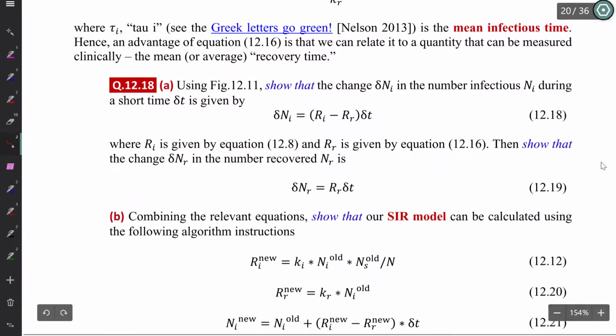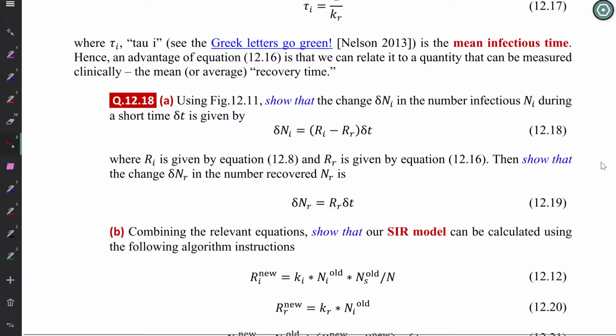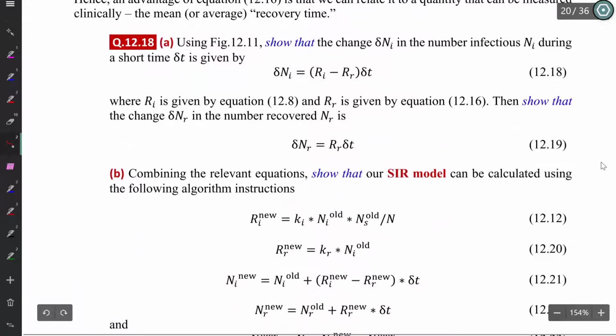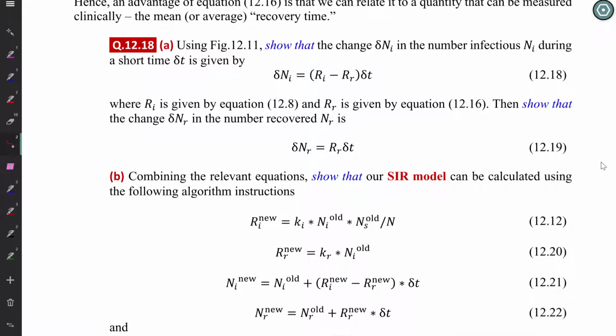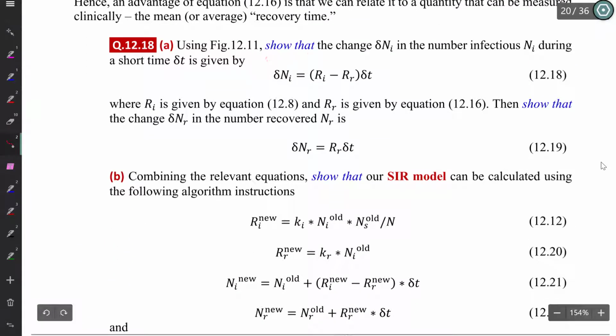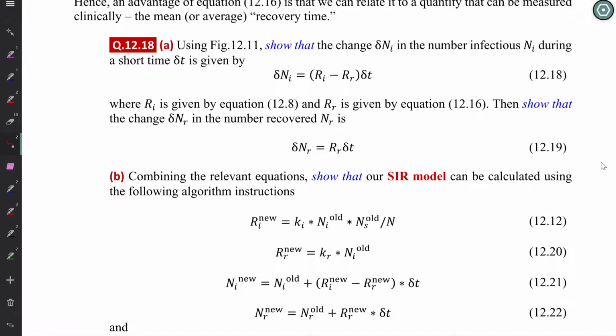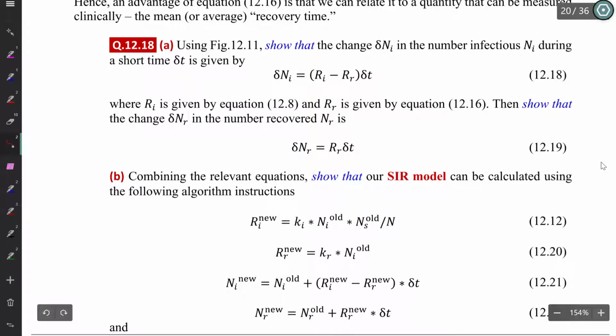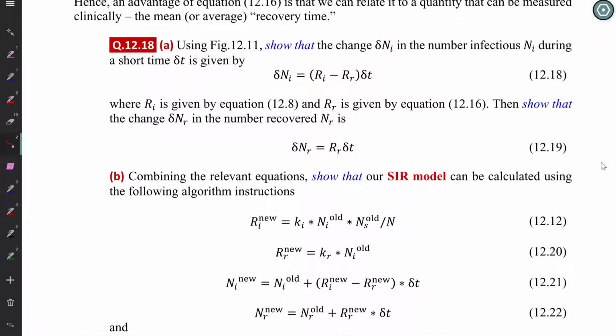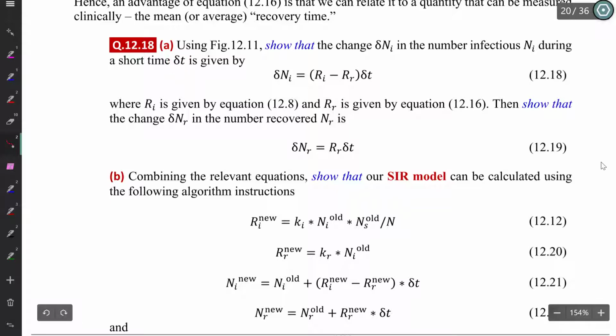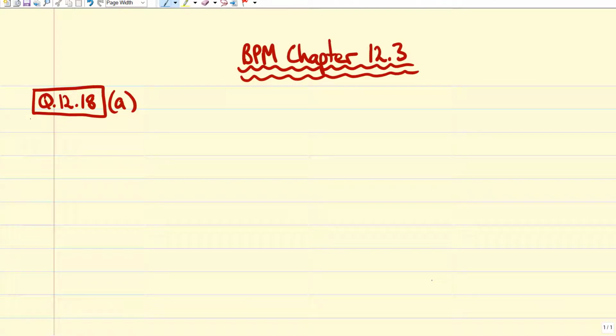Alright, so question 18 says, using figure 12.11, show that, right, so this is an algebra question, and what it's asking you to do is calculate the change in the number who are infectious during a short amount of time, delta t. Alright, if we go to my drawing program, I'm going to do this out by hand the way that I think makes sense. So this is the way I'd normally explain it to my students.